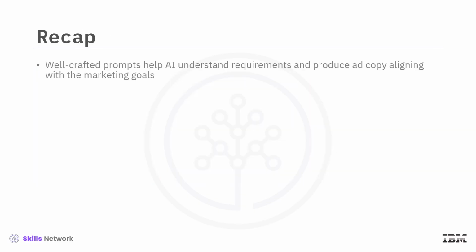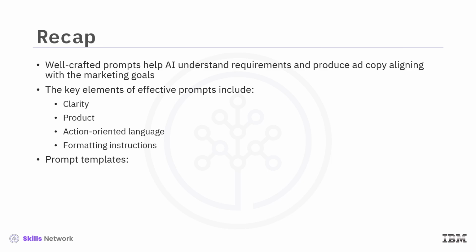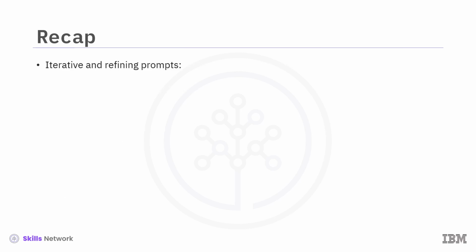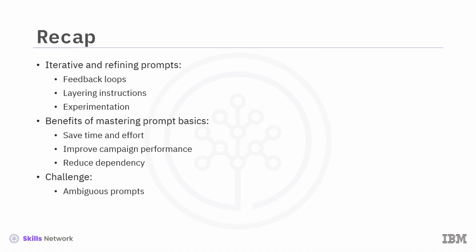In this video, you learned that well-crafted prompts help AI tools understand your requirements and generate ad copy that aligns with marketing goals. The key elements of effective prompts include clarity, product, action-oriented language, and formatting instructions. Some of the effective prompt templates are CTA focus, problem solution, and event-specific. The iterative and refining prompts are feedback loops, layering instructions, and experimentation. The benefits of mastering prompt basics are saving time and effort, improving campaign performance, reducing dependency, and the major challenge in writing prompts is ambiguous or generic prompts, which can be avoided by including descriptive language and specific details about the target audience and goals.